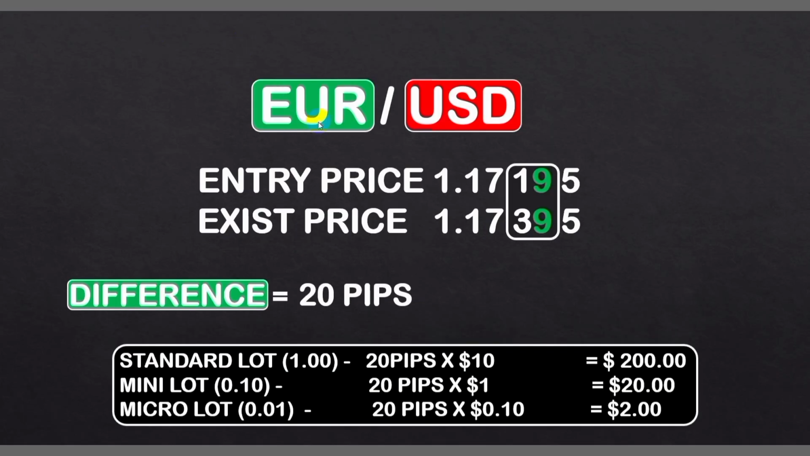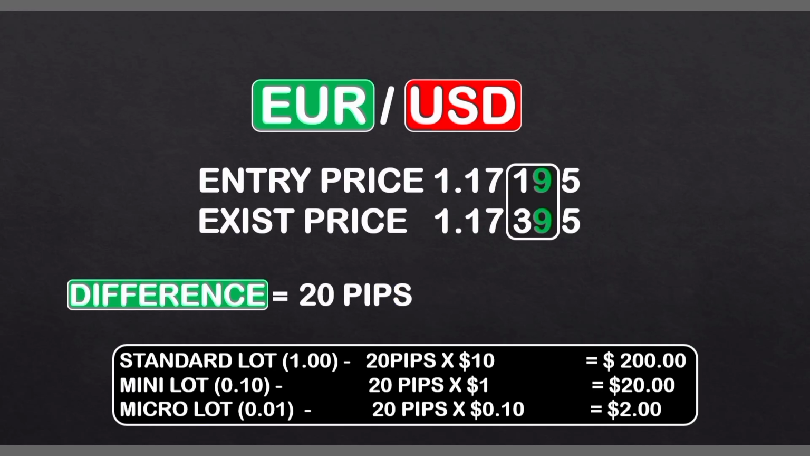So this is actually the Euro USD pair. We are assuming that this is the entry price level, 1.17195, and this is the exit price level. You took the trade entry from this price level and then you're exiting at this price level of 1.17395. So you can see that the difference between this price and this price is actually 20 pips. So the market has made a significant movement of 20 pips.